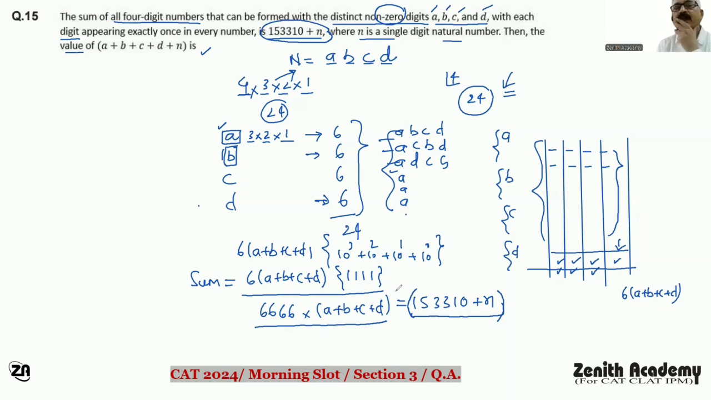Okay. Now see, it is given n is a single digit natural number. So single digit natural number: 1, 2, 3, 4, 5, 6, 7, 8, 9. It means the maximum value of n can be 9. So we take help of this: let us take 153319 and divide it by double six double six. So first 2 6 12, 2 6 12 113.